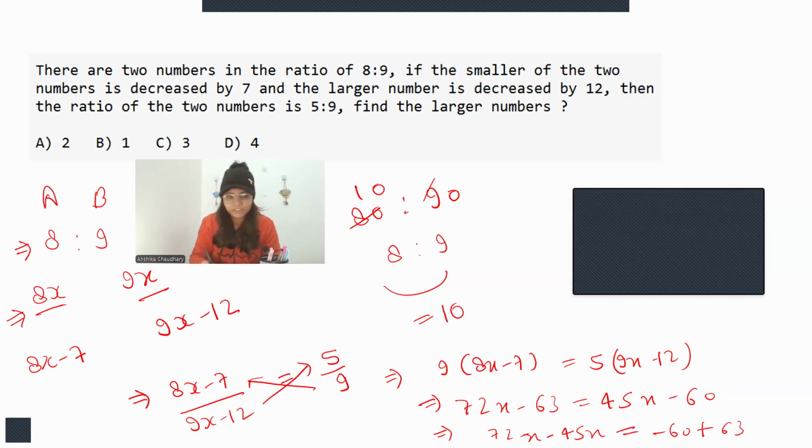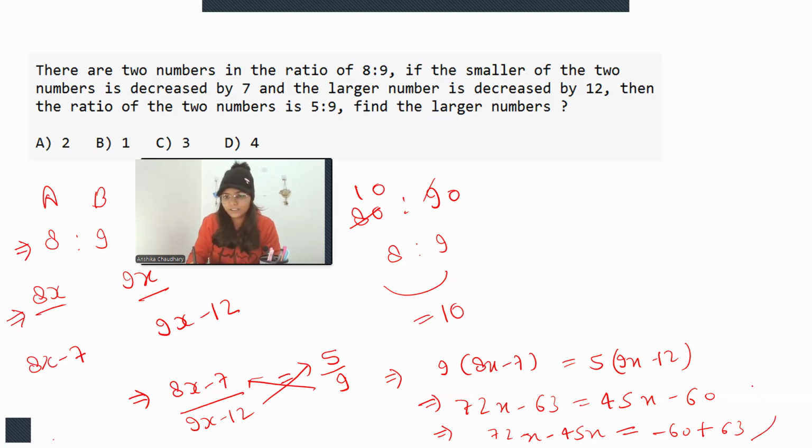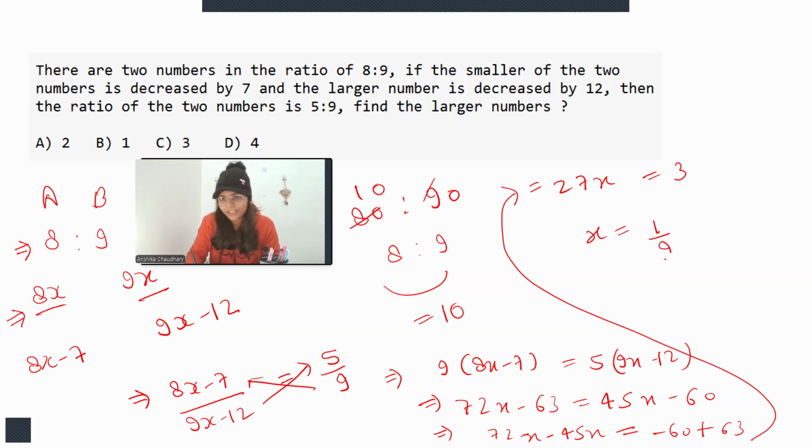So I'm moving forward. This equation I'm solving here. Just a minute. I'm solving here, right? Okay, so what will it become? It will become 27x equals 3, right? So if we find out the value of x, what will it become? The x value will become 1 by 9, right? The x value will become 1 by 9.